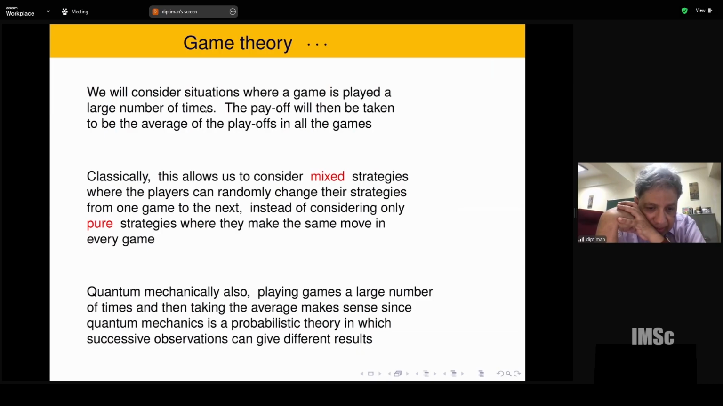Then the next thing I've already said: quantum mechanically, playing games a large number of times and taking the average makes sense because quantum mechanics is a probabilistic theory. So when we talk about quantum games, we have in mind that you're going to play a game many times and then take the average, and thereby capture one of the important features of quantum mechanics, which is that it is probabilistic.